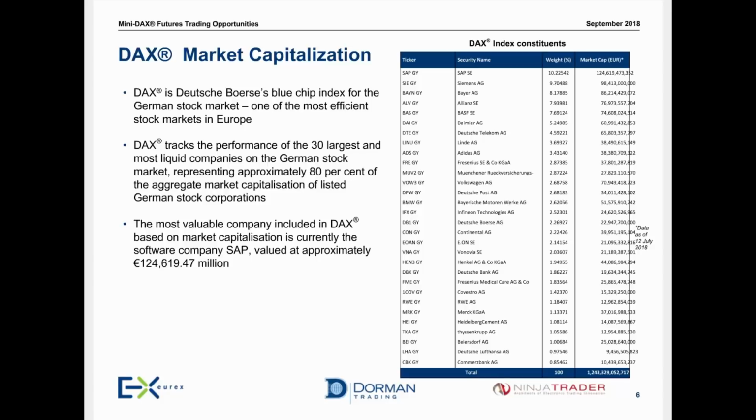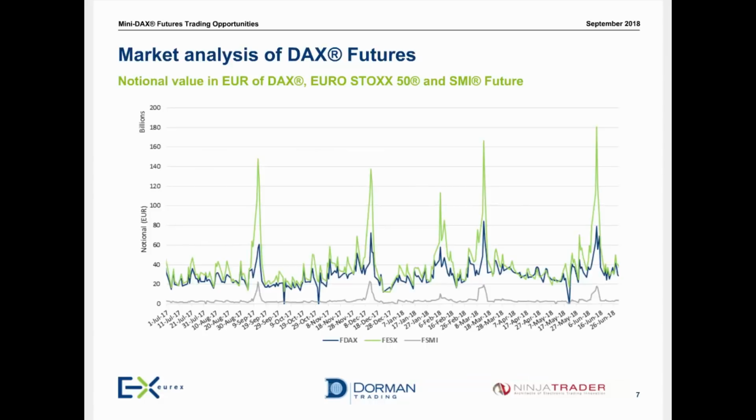The most valuable company in the DAX, based on market capitalization, is currently the software company SAP, valued at 124 million euros. And in July of 2018, the total DAX market capitalization reached over 1.2 billion euros. So it's a significant reference. And if we think about it in terms of, well, let's talk about today. Today I have another question here.